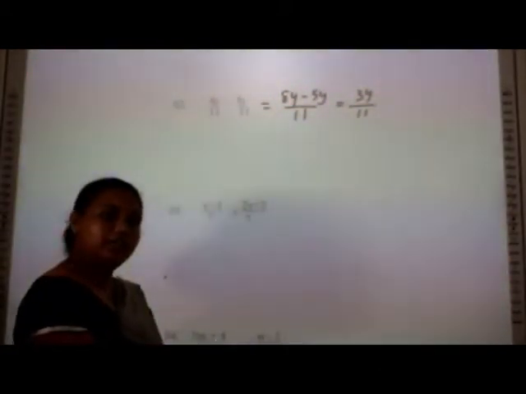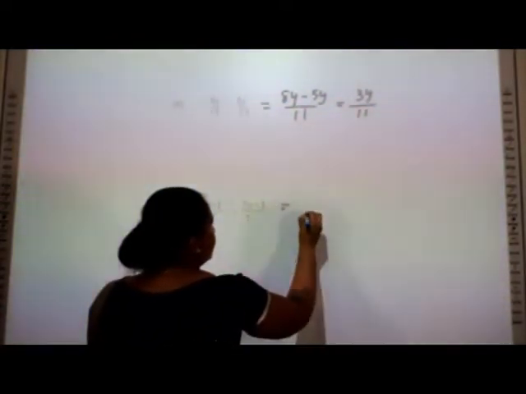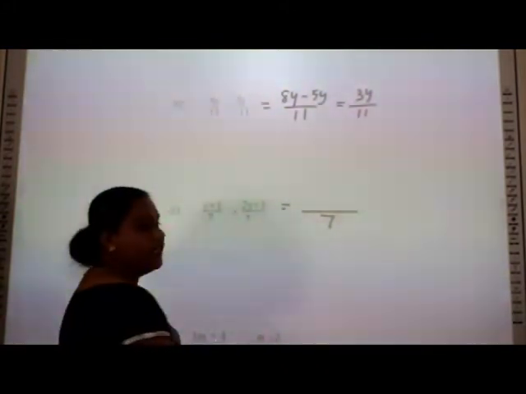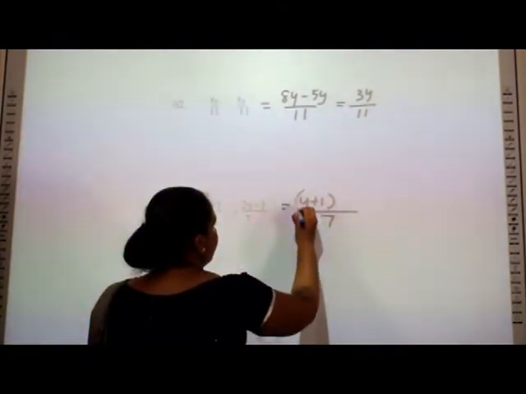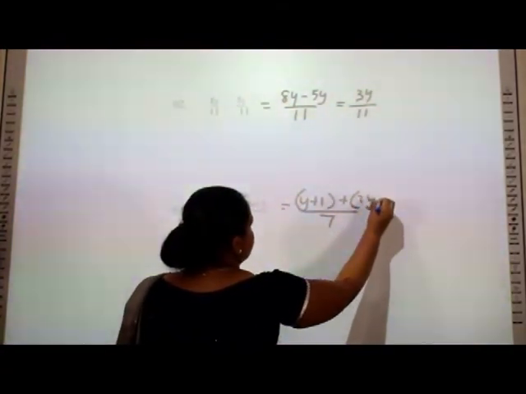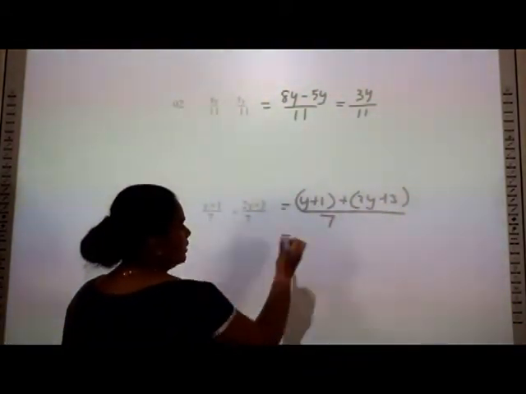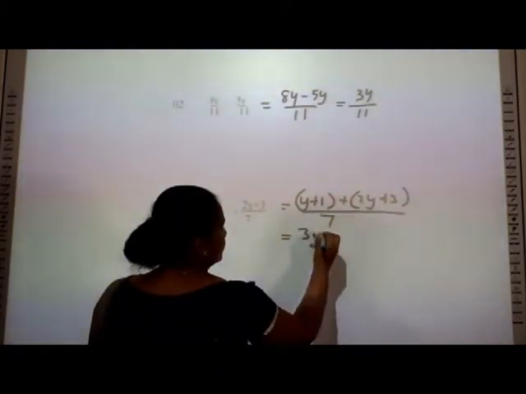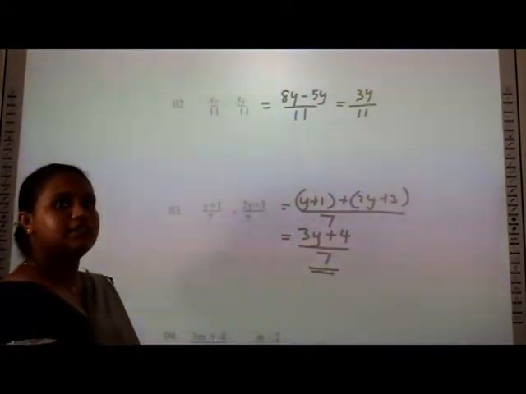Let's see the next one. Here an algebraic expression is in the numerator. The denominators are equal. So you can add the algebraic parts. Here we can take the common denominator as 7. Then y plus 1 and 2y plus 3. Here y plus 2y is 3y, then 1 plus 3 is 4. So the answer is 3y plus 4 over 7.